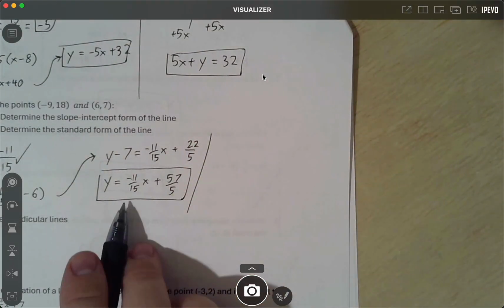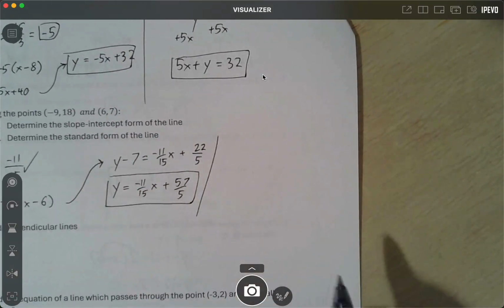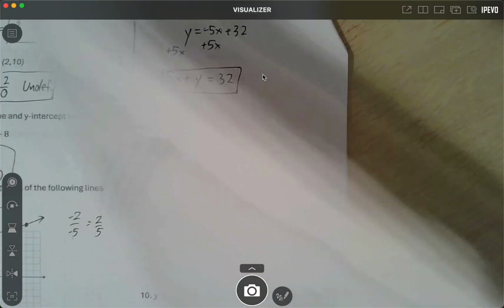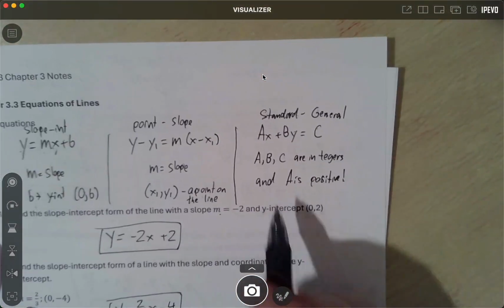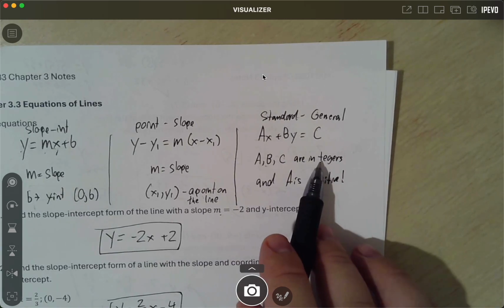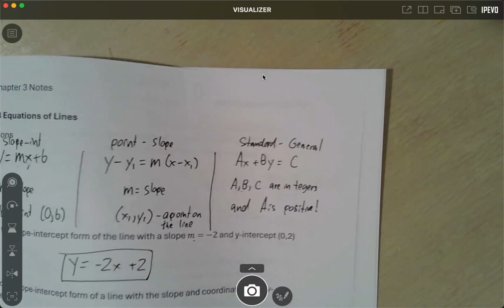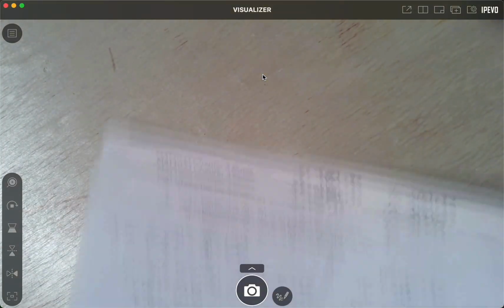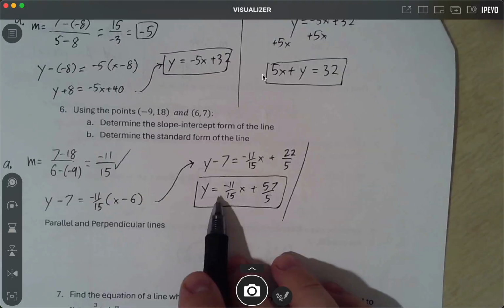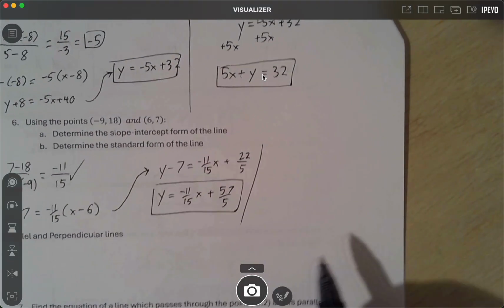We need to transfer this into standard form. Now, the key about standard form, we phrased it like this, is that A, B, and C are integers. If you don't know what that means, it just means they can be positive or negative, but they cannot be a fraction. Well, they could also be 0. They just can't be fractions. But take a look at what I have.